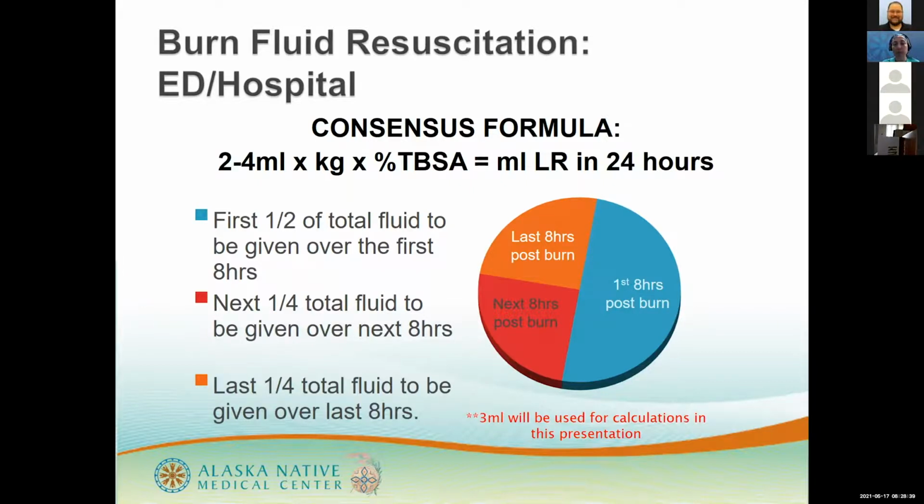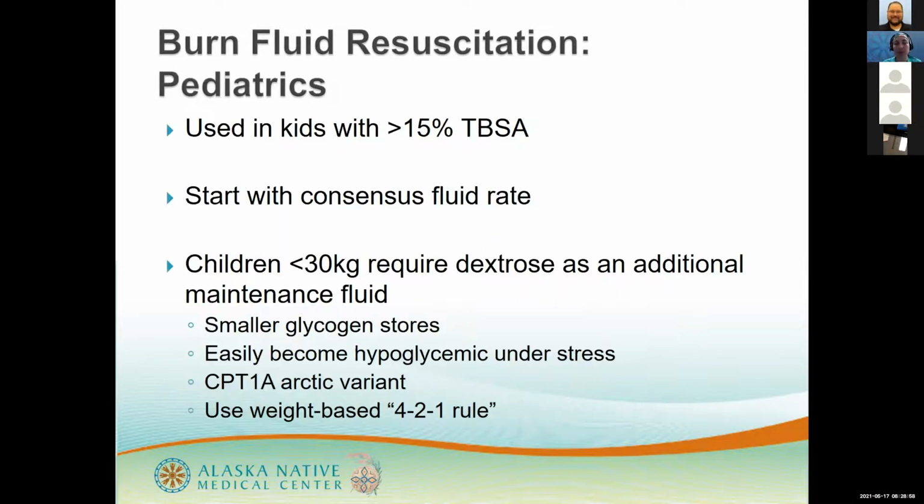We're going to give the first half of that over the first 8 hours because we know that's when the inflammatory burn response is the greatest. And then the rest over the next 16. So I'm going to show some examples, and for the use of this presentation, I'm going to use that 3 cc's, just the middle of the road number.